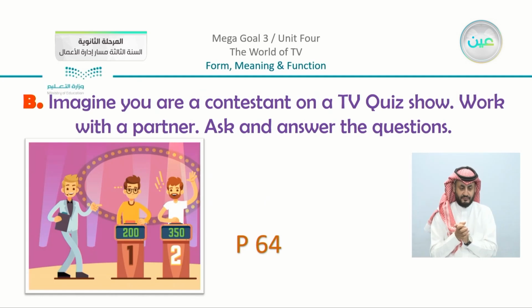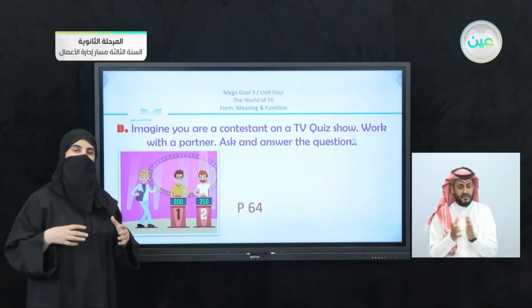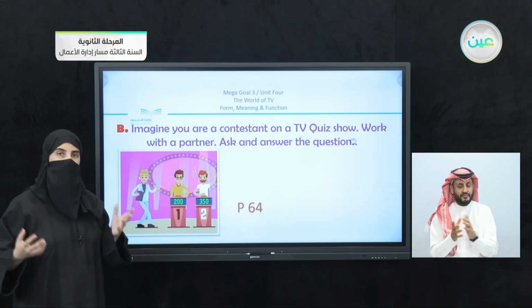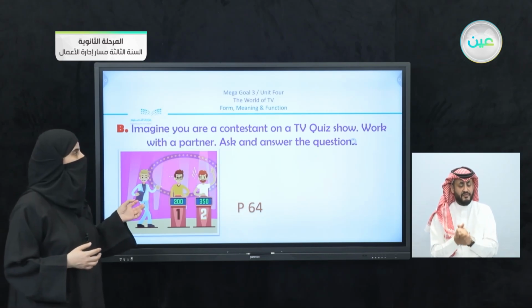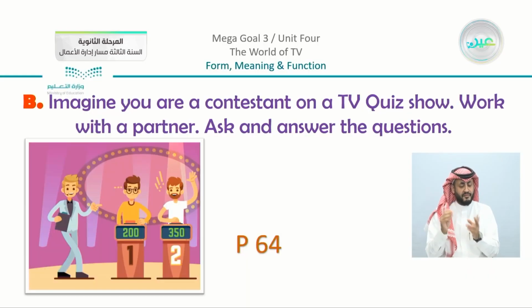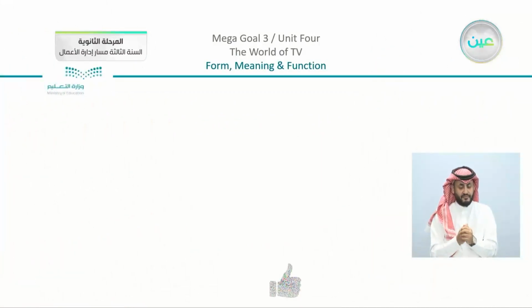Now in B, imagine you are a contestant on a TV quiz show. Work with a partner, ask and answer the questions. So the book asks you to just imagine that you are in this kind of contest or a game. You are a contestant, and you are going to answer and actually ask also. So we have here on page number 64, we are going to play like a game.